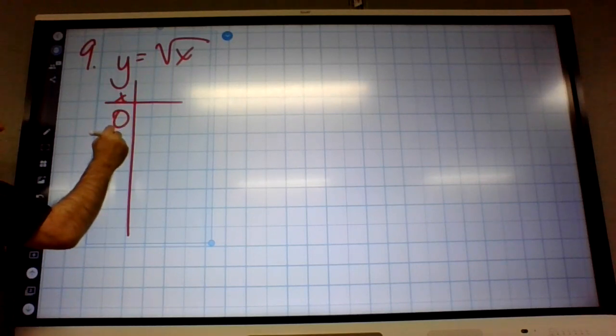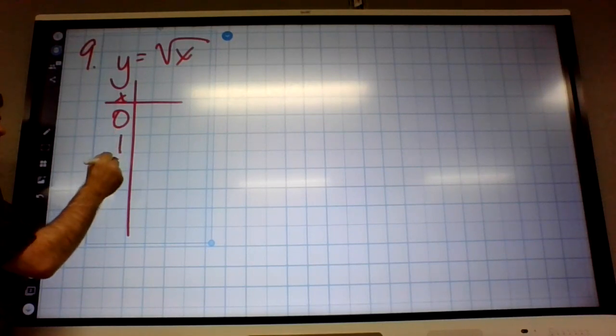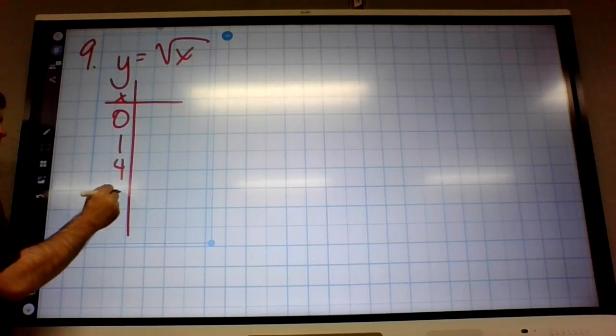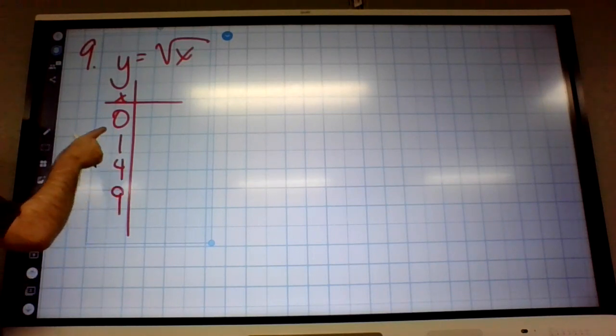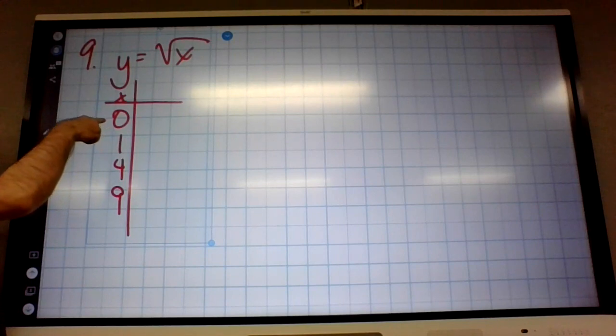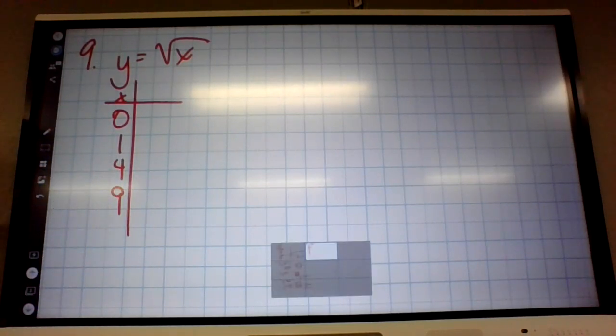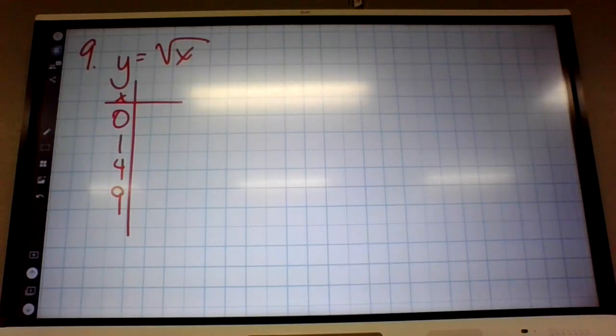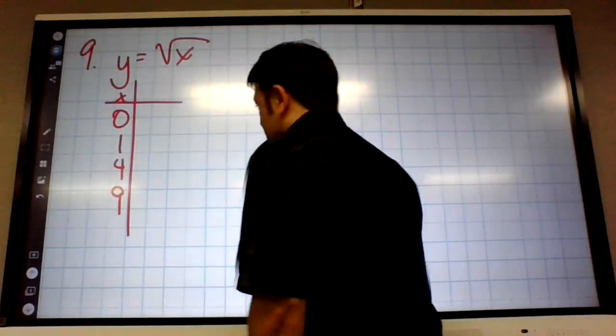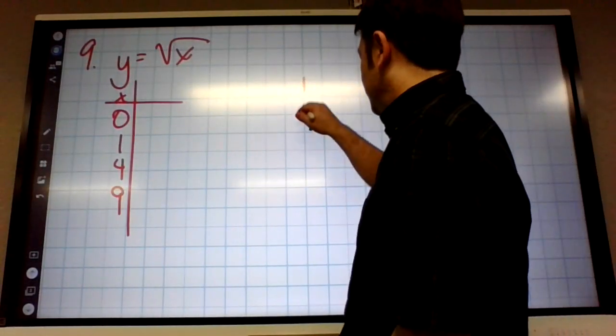0, 4, what's between 0 and 4 that has a nice square root? 2 does not have a nice square root. 1, 4, and 9. So the square root of 0 is 0, square root of 1 is 1, square root of 4 is 2, square root of 9 is 3. So these work nicely. Do you have to use these? No. But it's easier when you plug it in.